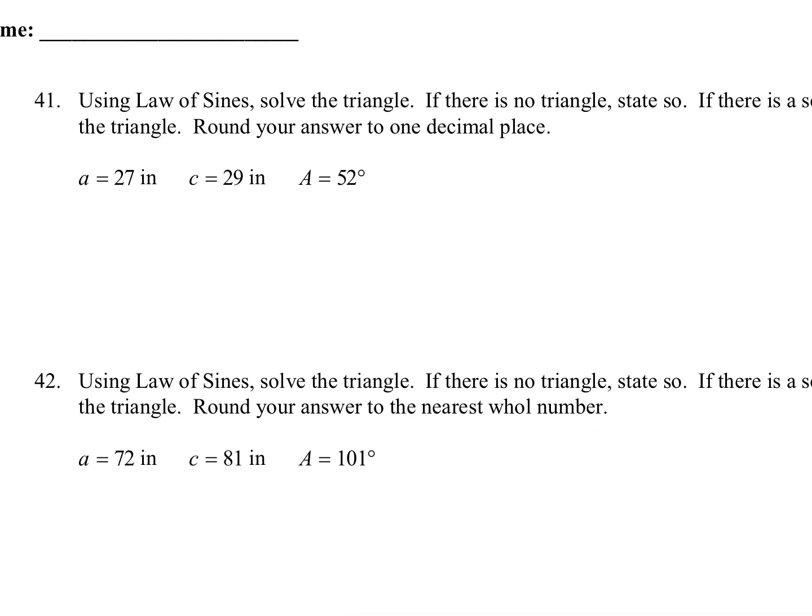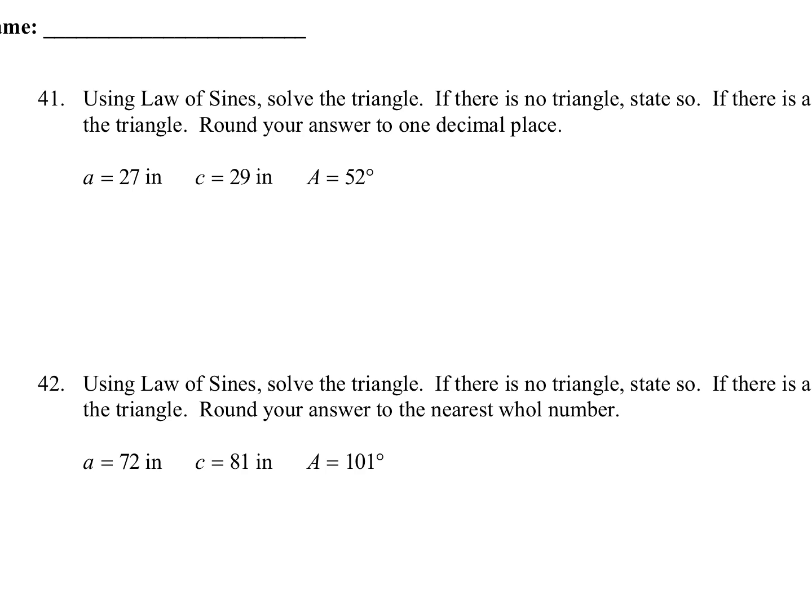For your next question, this is number 82 from your review. You have angle A, side A, which is 27 inches, side C is 29 inches, and angle A is 52 degrees. This is one of those triangles where you're going to have two as a result. So first we're going to work on finding the first triangle, then we'll work on finding the second.